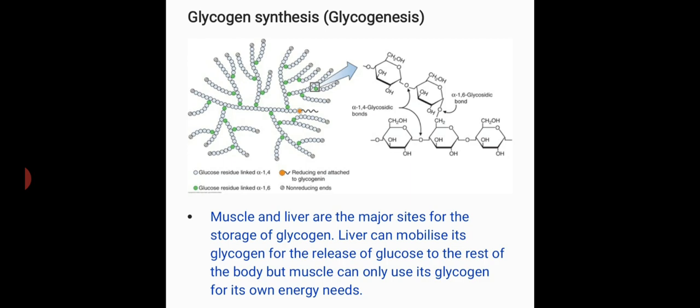Glycogen is a polymer of glucose molecules. It has a large size and a highly branched structure. In glycogen, glucose molecules are linked to each other by alpha 1,4 glycosidic linkages, and branching arises by alpha 1,6 glycosidic bonds at about every 10th residue.